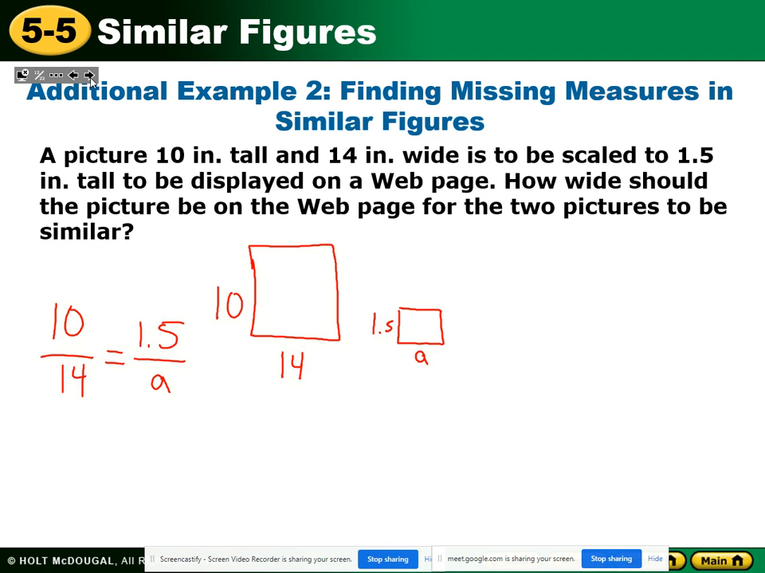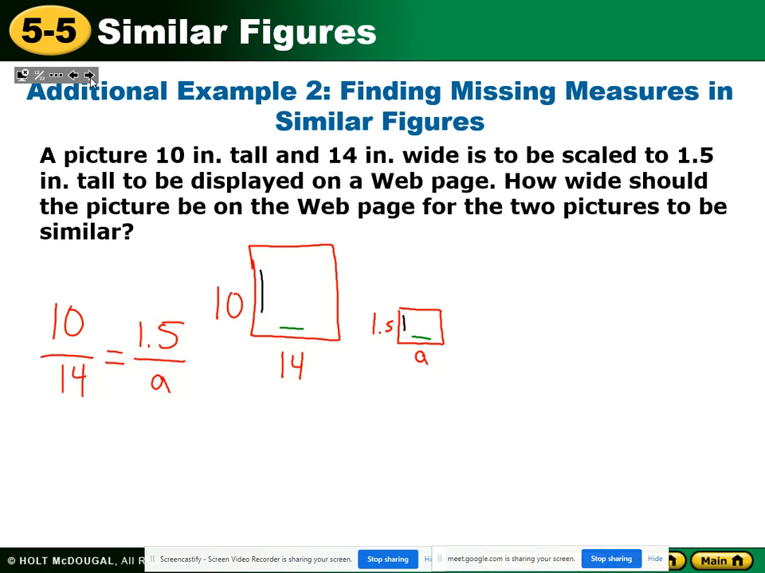Did she set that up right, Christine? Yeah. Okay. How tall? Tall and taller across from each other, right? Connor? How wide? Wide and wider are across from each other. So she did pretty good. So now what do we do, Connor?